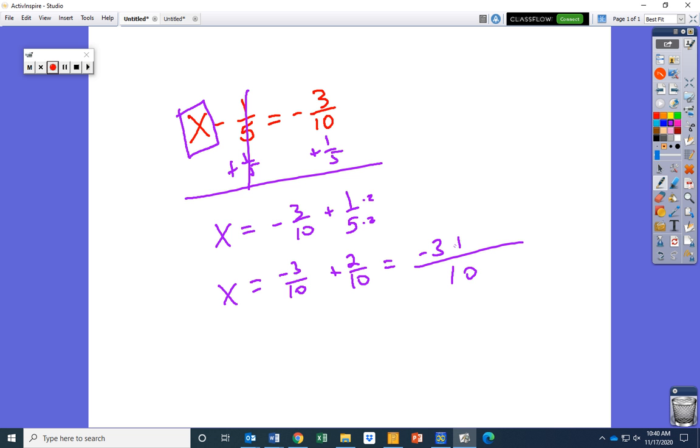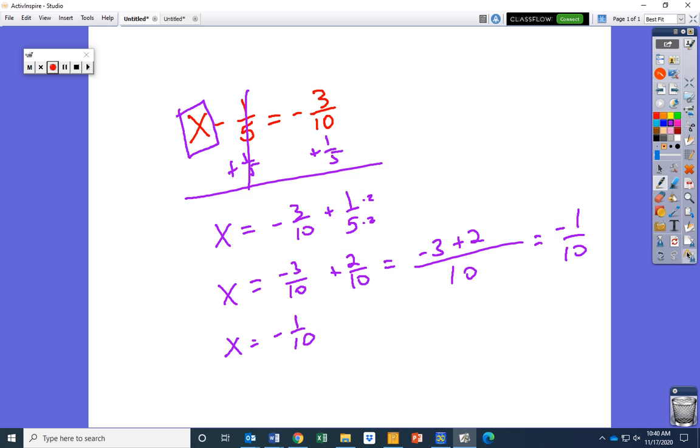Negative 3 plus 2. Well, if you owe me $3, but you have 2, do you still owe me money? How much do you owe me? So this would be negative 1/10. And what am I going to write down here? X equals what? Negative 1/10. Okay? That's what I'm looking for. All right? Does all that make sense?